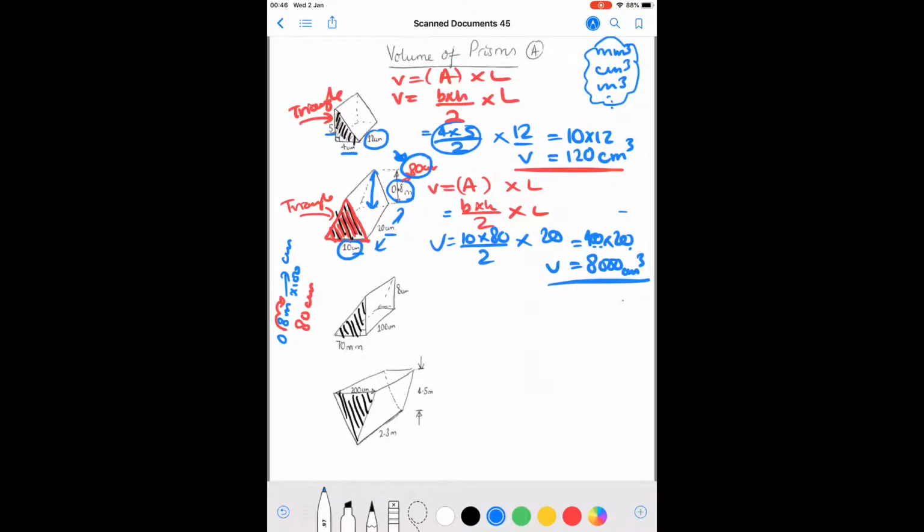And that's the end of the second question. Okay, right, let's have a look at the third question. In the third question, again with the same formula, volume equals the area times by the length. The area is the area of this cross section here, which is the front of the shape. It's the triangle traveling all the way through the shape.